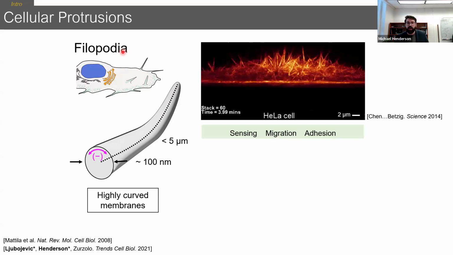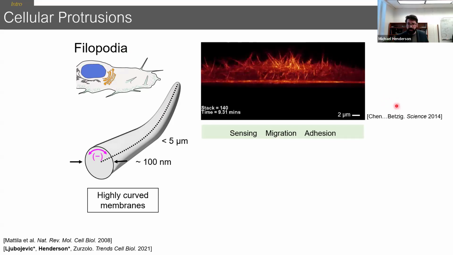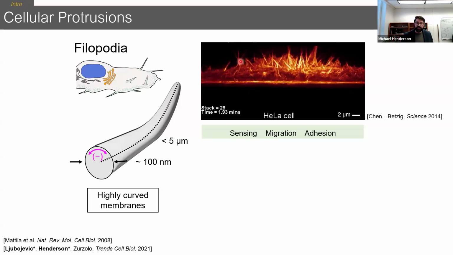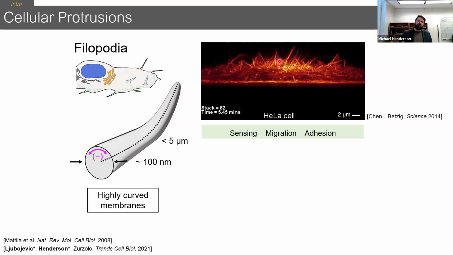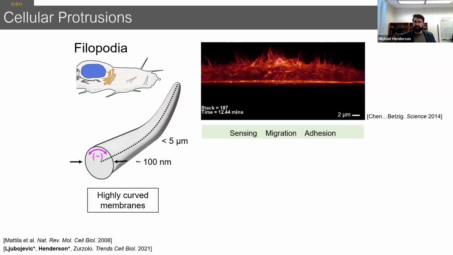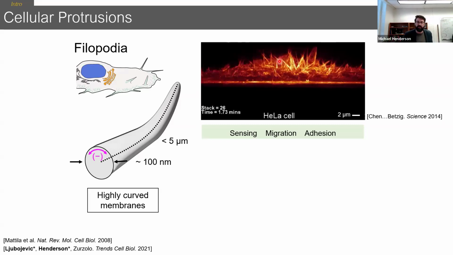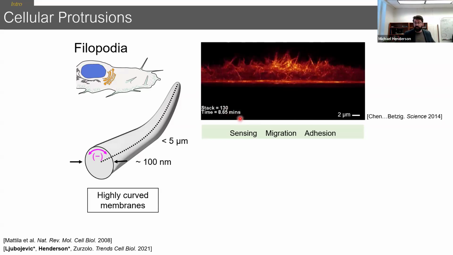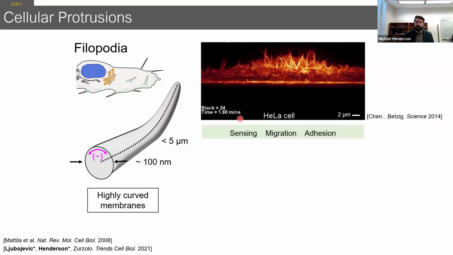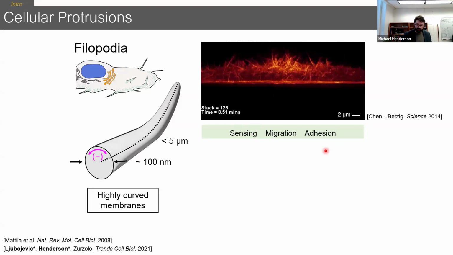So this is a beautiful video taken by Betzig utilizing his lattice light sheet microscope, where you can see these dorsal filopodia constantly extending and retracting. And the cell is utilizing this to explore its immediate extracellular environment. So the functionality of a lot of these filopodia are involved in sensing the extracellular matrix, sensing each other, guiding migration of cells, and developing stable adhesions through integrins, for example.